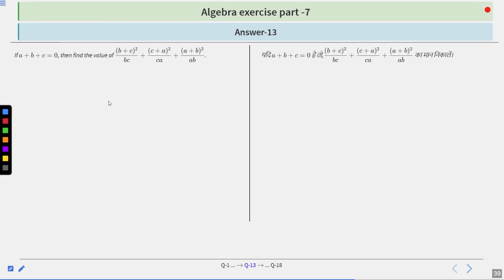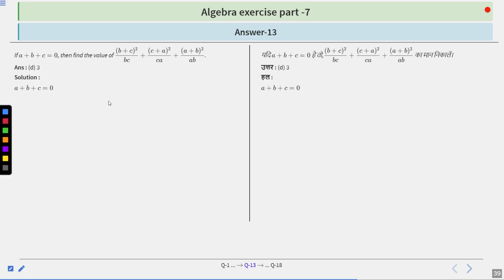So we were given that a + b + c is 0, and the value of (b+c)² upon bc plus (c+a)² upon ca plus (a+b)² upon ab has to be found by us. The answer to this question is option number D, 3. Now let's have a look at the solution of this question.